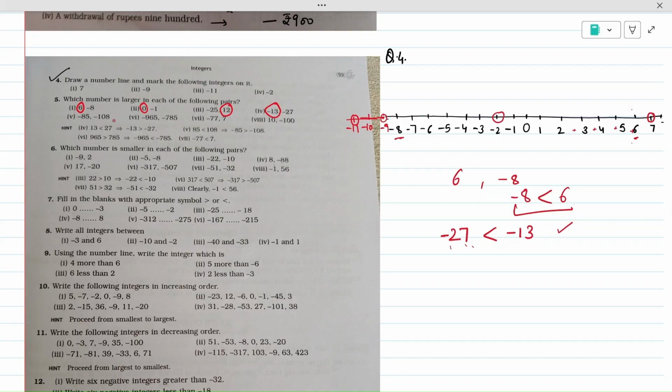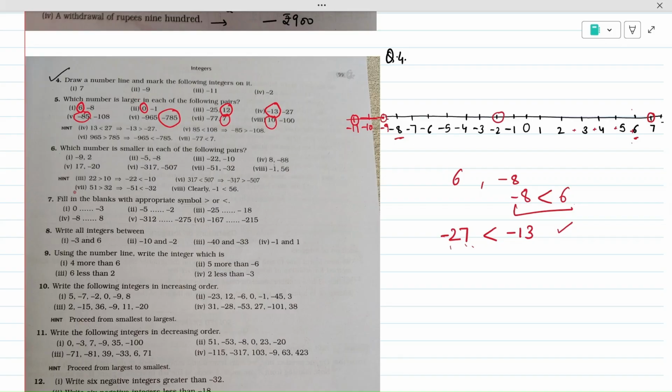Similarly, here minus 85 and minus 108, minus 85 is bigger. Minus 965 and minus 785, here minus 785 is bigger. Okay, why? Same reasons, because in the case of negative numbers, the one with the higher value will be less. So minus 785 is greater than minus 965. Next, here we have minus 77 and 7. So 7 is positive, it will always be greater. Between 10 and minus 100, 10 is positive, it will be greater. Okay, so like these we can do these questions, guys.